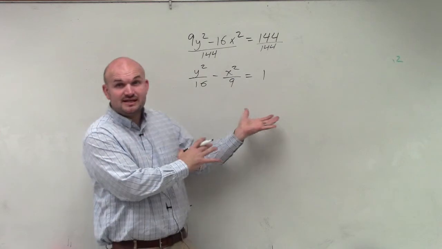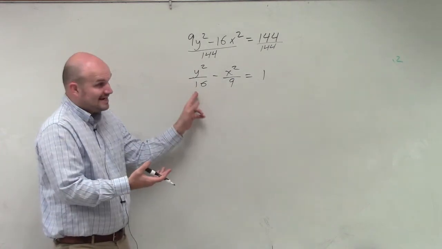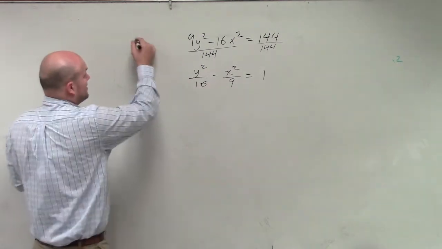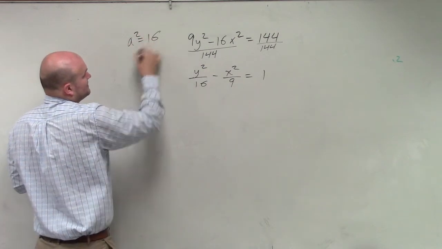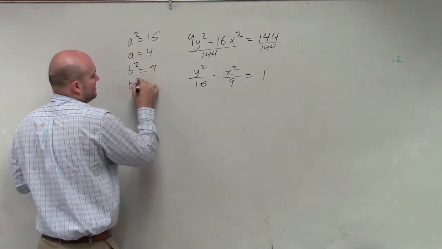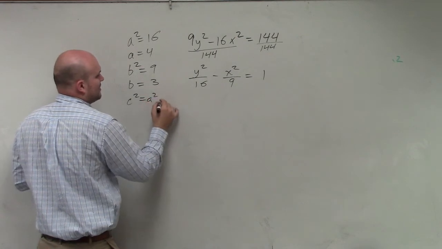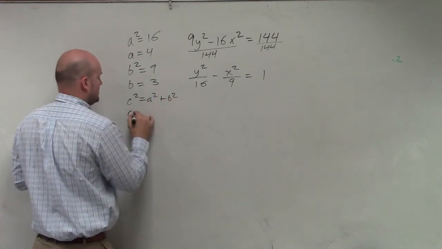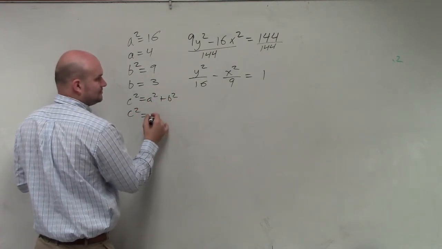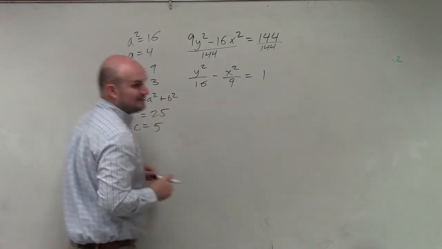I wanted to put it in this form because now it's very easy for me to find a and b. It's always a squared minus b squared. So therefore, a squared is 16, a is equal to 4. b squared is equal to 9, that means b is equal to 3. c squared equals a squared plus b squared, so c squared is going to equal 25. So c is equal to 5.